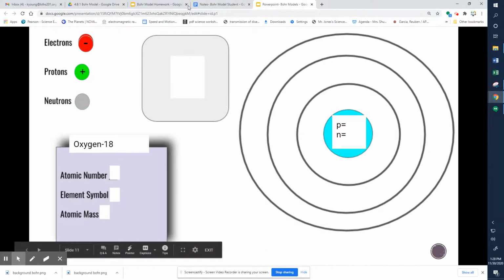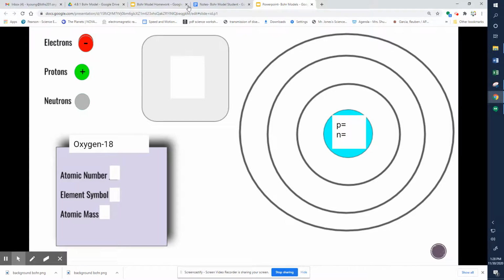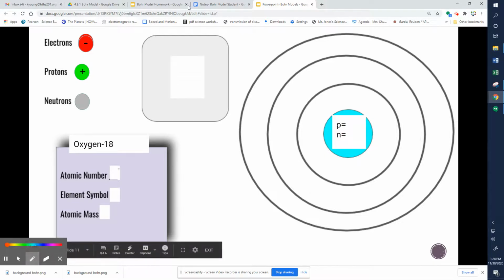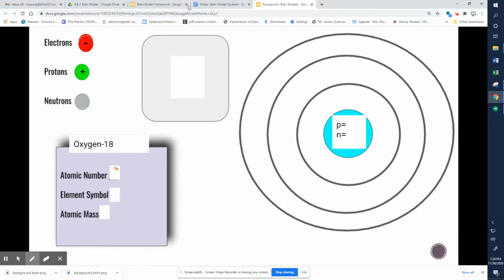This is exactly what your homework looks like. So we're going to go ahead and do oxygen together. You should be able to type in all of these white boxes whenever you get it. So for oxygen, I have an atomic mass of 18. If I look up the atomic number for oxygen, it should be 8. The symbol for oxygen is O. My atomic mass is 18.